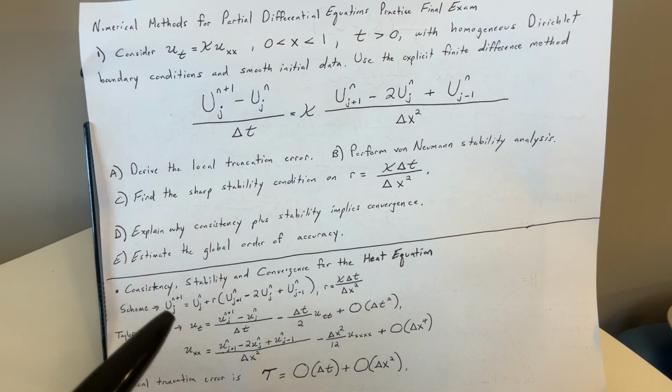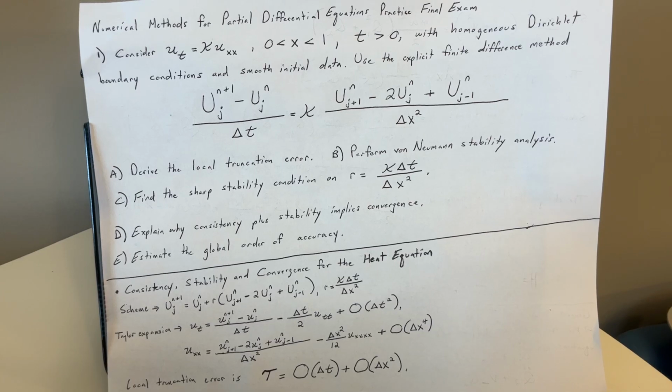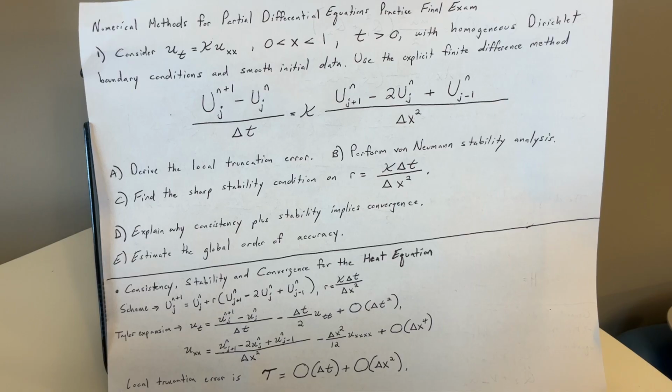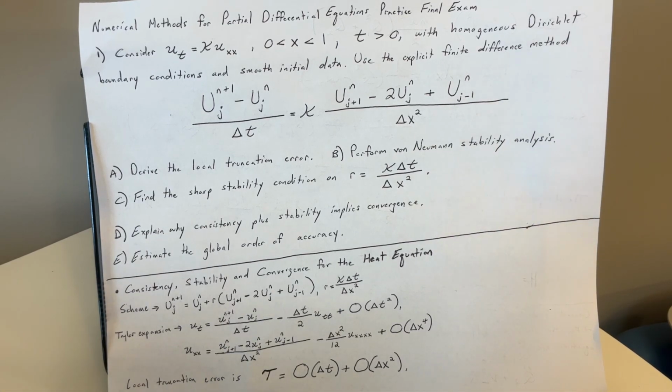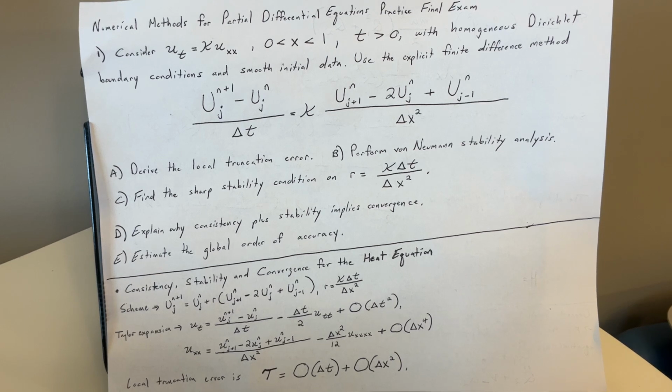So we write out our scheme: u sub j superscript n plus 1 equals u sub j n plus r times the quantity u sub j plus 1 to the n minus 2 u sub j to the n plus u sub j minus 1 to the n, where r equals kappa times delta t over delta x squared. For our Taylor expansion, u sub t equals u sub j to the n plus 1 minus u sub j to the n over delta t minus delta t over 2 u sub tt plus order delta t.